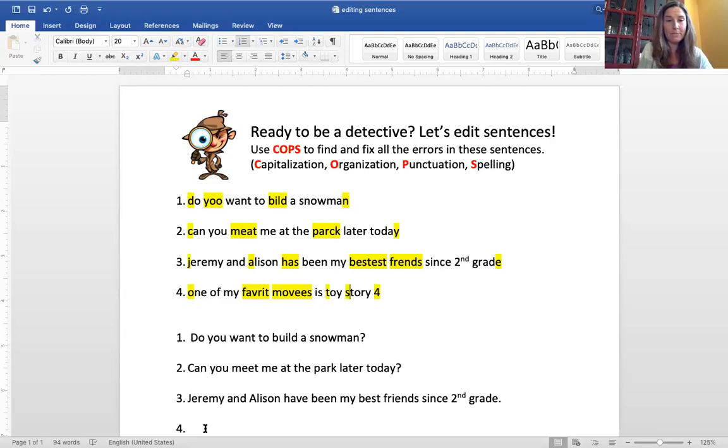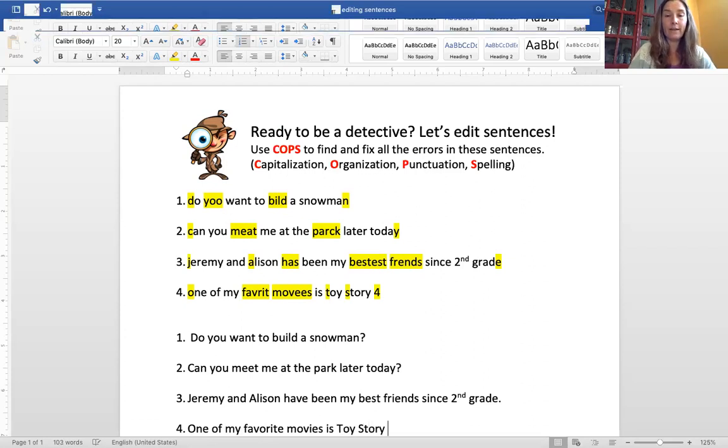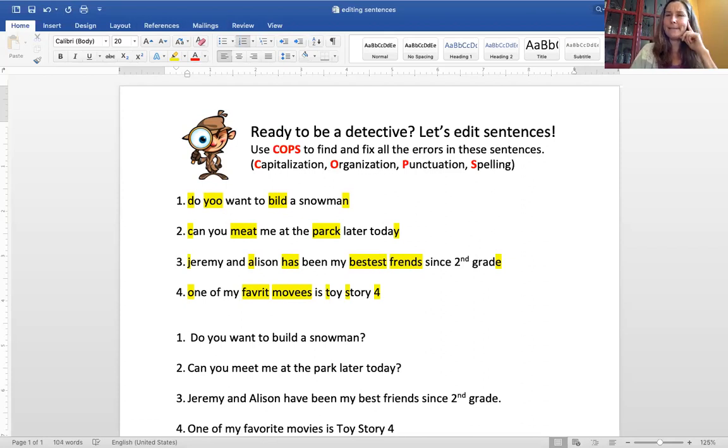So let's rewrite it down here. We have capital O for one. Of my favorite is favorite. Favorite. One of my favorite movies. One of my favorite movies is capital T for toy, capital S for story, 4. And in this case, I'm putting a period. I know some of you may debate me and you may say you want an exclamation point because you're so excited to tell people your favorite movie. You're able to do that if you want.